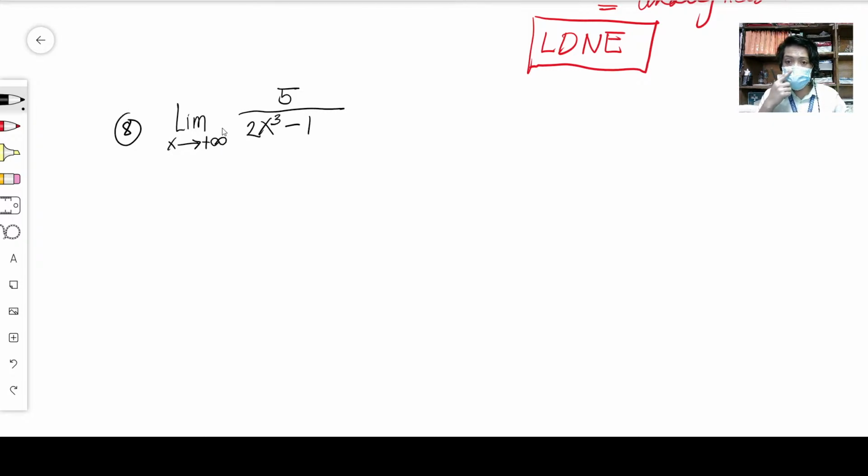The limit of the function as x approaches positive infinity. So how do we solve this?